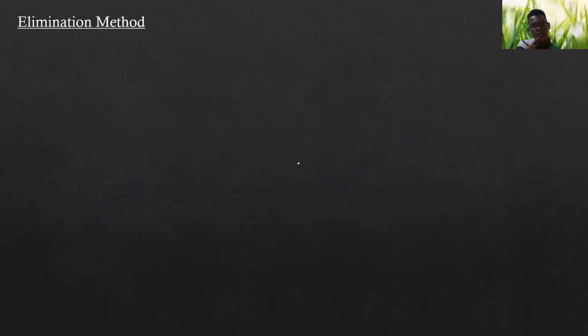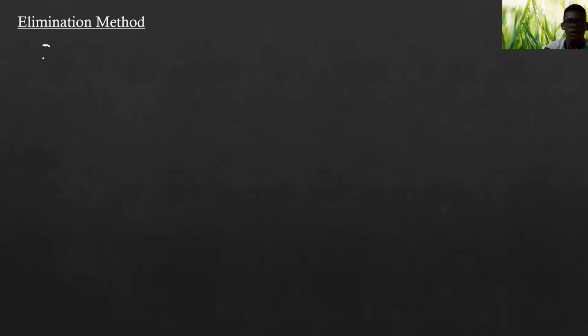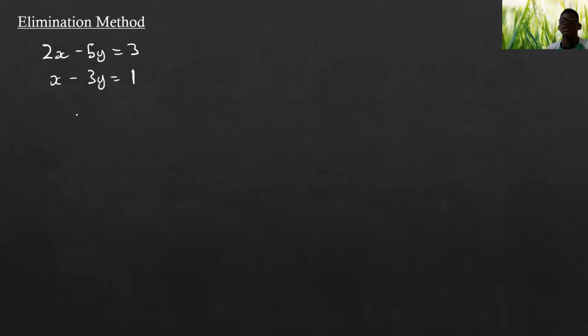So the elimination method, what is the elimination method? This is another method to solve simultaneous equations. We're going to be solving the same equations and finding the same answers, just with a different method. So again, the two simultaneous equations that we're solving are 2x minus 5y is equal to 3 and x minus 3y is equal to 1. Good. So we have our two equations and the elimination method.